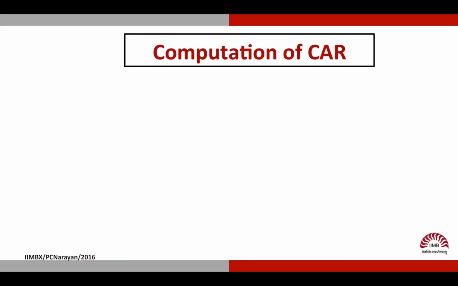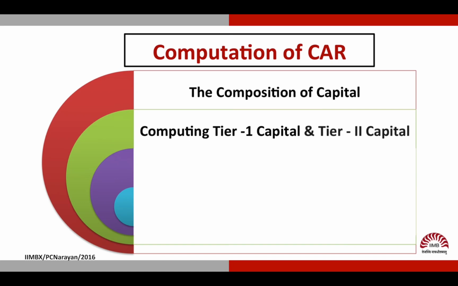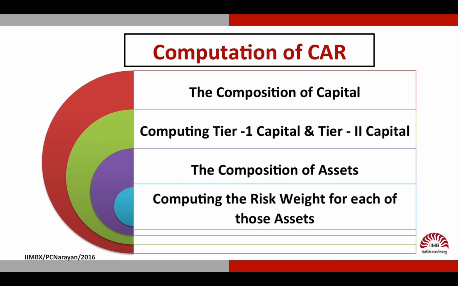However, that could be greater than 8% and vary from country to country depending on the directives issued by the central bank of each country. But it cannot, under any circumstance, be below 8%. To understand the composition of capital adequacy ratio, we will look at 1. The composition of capital, 2. Computing tier 1 capital and tier 2 capital, 3. the composition of assets that should be included in the capital adequacy calculation, and 4, computing the risk-weighted assets based on the directives issued by the central bank of the country.